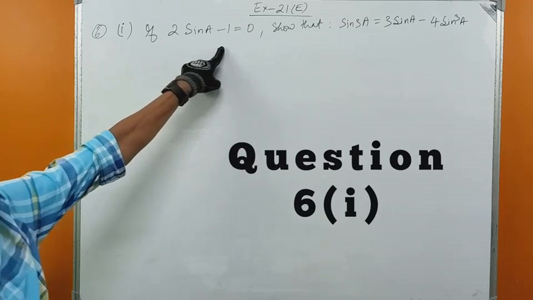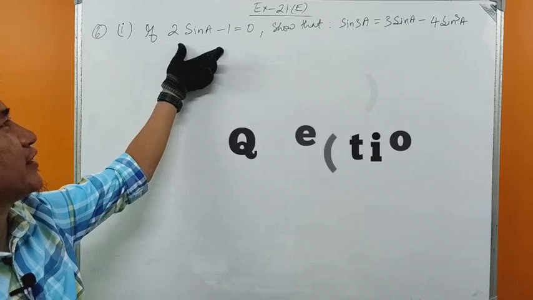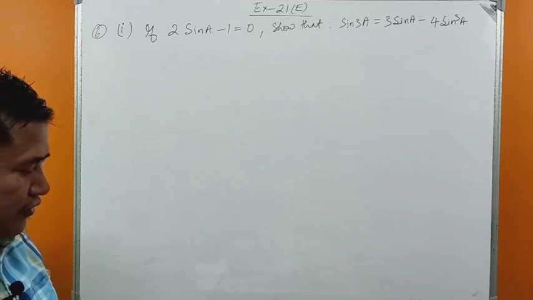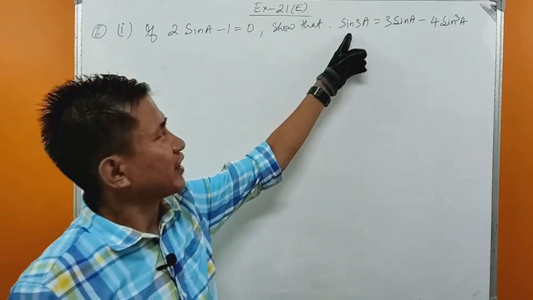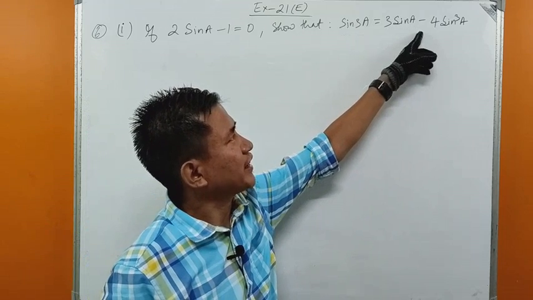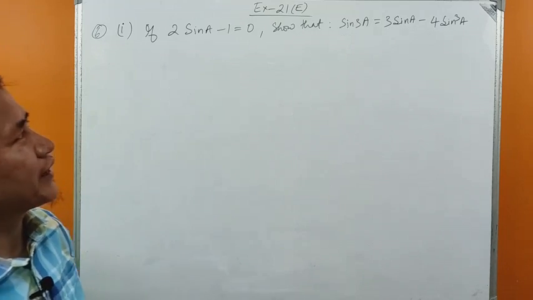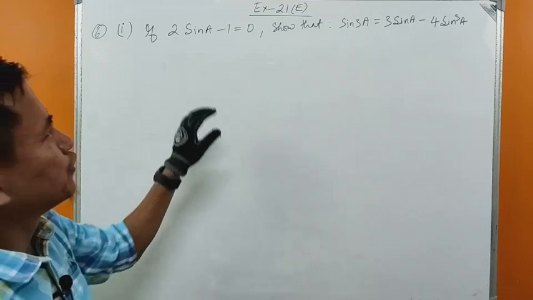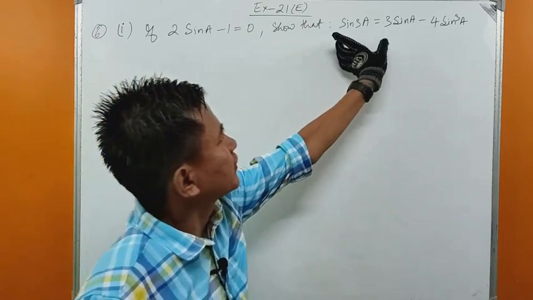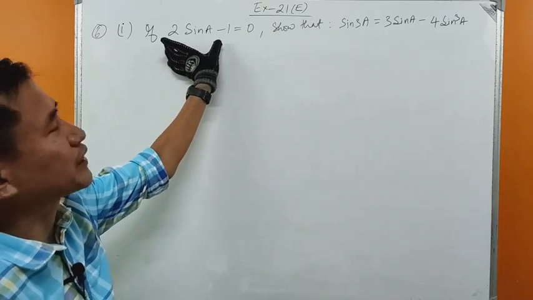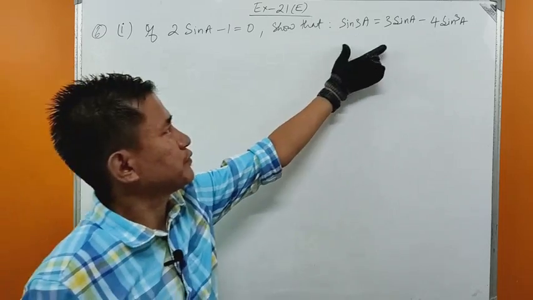If 2 sin A minus 1 equals 0, this is the given condition. We are asked to prove sin 3A equals 3 sin A minus 4 sin cube A. Okay, so we are asked to prove this equation. First, the given condition is this, and we are asked to prove this.